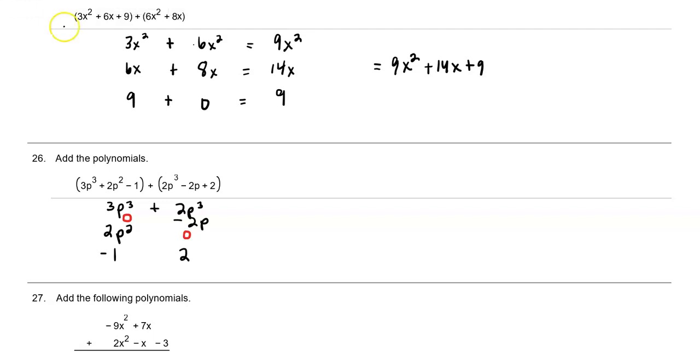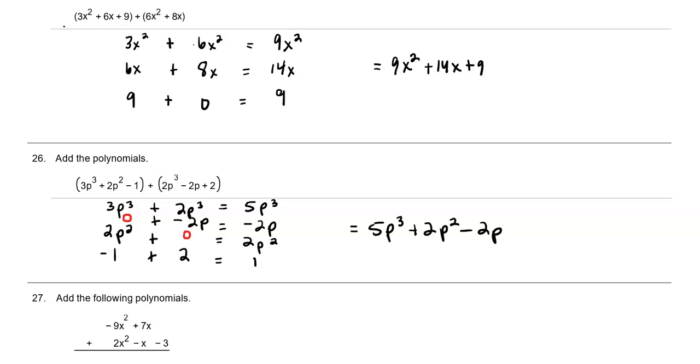So we are adding like terms, so I'll place my addition signs here, and then we'll go ahead and combine our like terms. So we have 3p to the third plus 2p to the third. 3 plus 2 is 5, and that's p to the third. I have 0 plus a negative 2p, so that's just going to leave us with a negative 2p. And 2p squared plus 0 is 2p squared. And a negative 1 plus 2 is 1, leaving us with 5p to the third, well, let's put this in descending order. I'll say plus 2p squared minus 2p plus 1.